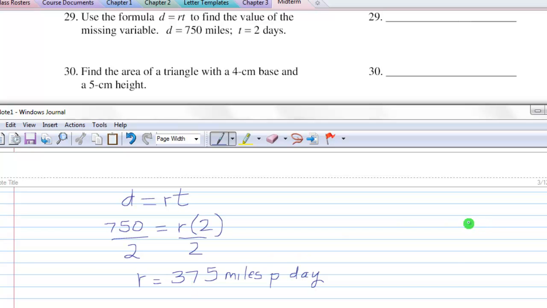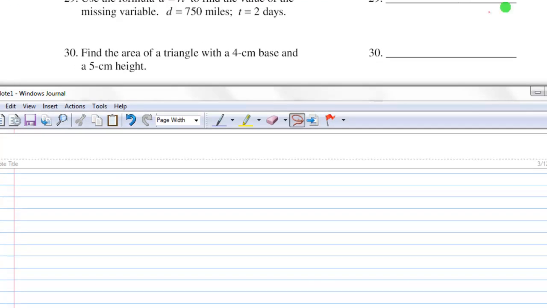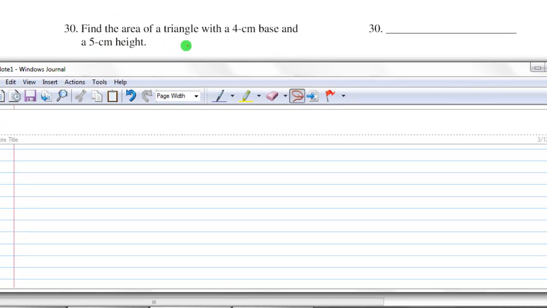In our next problem, we're going to find the area of a triangle with a 4 centimeter base and a 5 centimeter height. Now you may recall that the formula for the area of a triangle is A equals 1/2 the base times the height. Area equals 1/2 the base times the height. So we're going to substitute in the 4 centimeters for the base and the 5 centimeters for the height right into the formula.